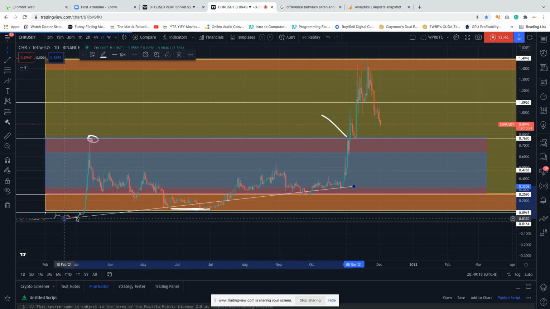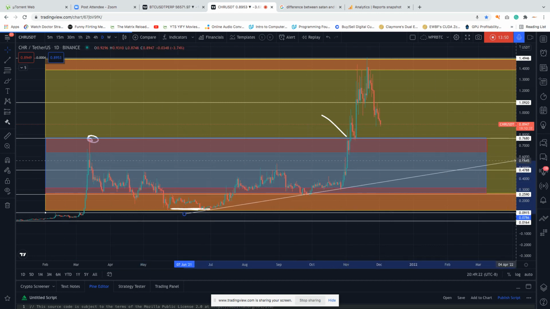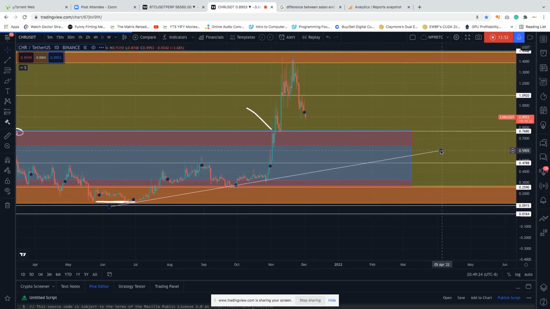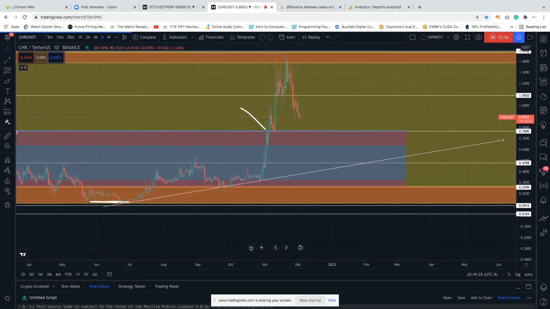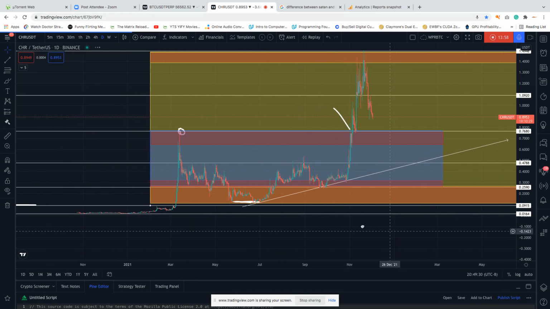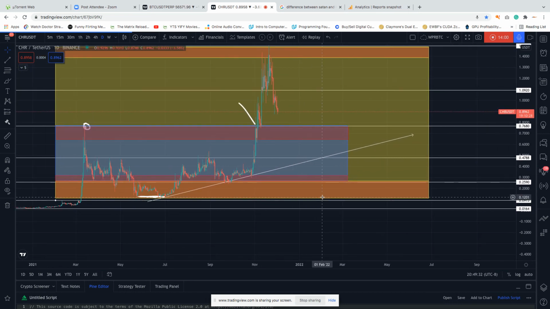Let's start with the second breakout since the retest. Since the retest, we have them obeying this bias trend line. This bias trend line obviously is telling us that somehow in the future, maybe around first quarter, maybe February, March, April, we're going to have CHR returning to the 0.49 area.